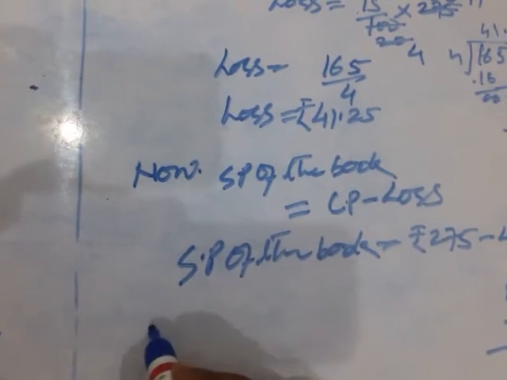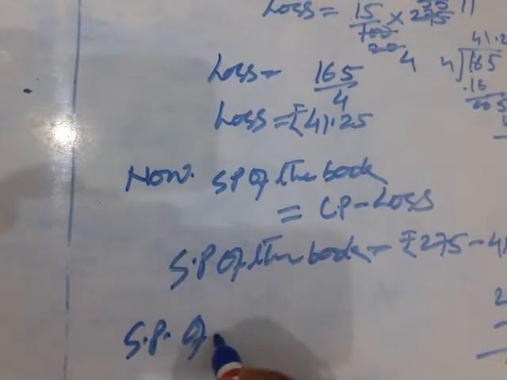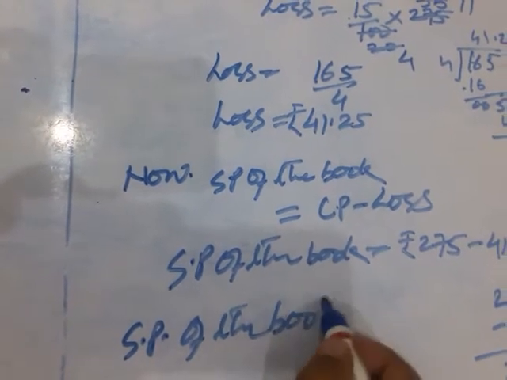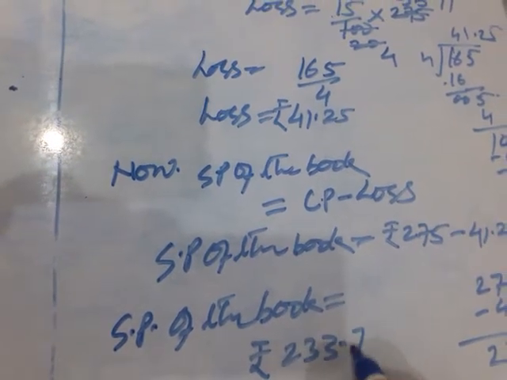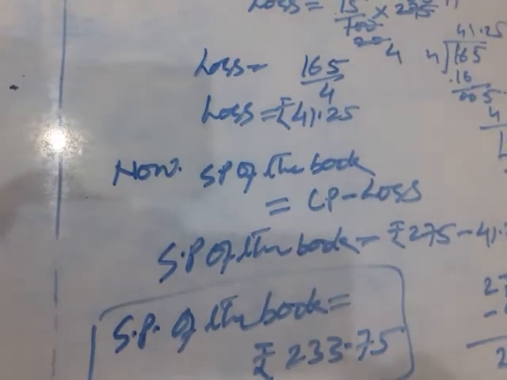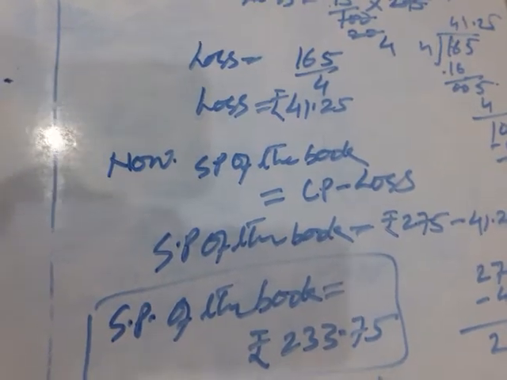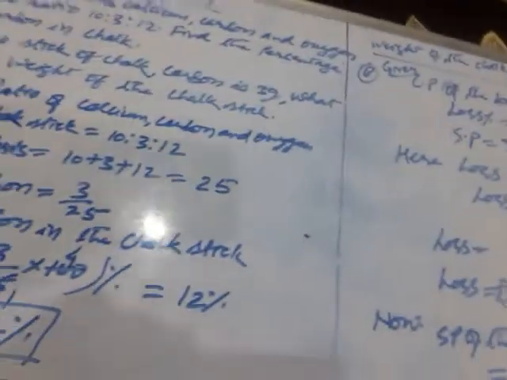So SP of the book equal to rupees 233.75. That is your answer. Okay, children. So this question number 8 also came to an end. Now let us see question number 9.